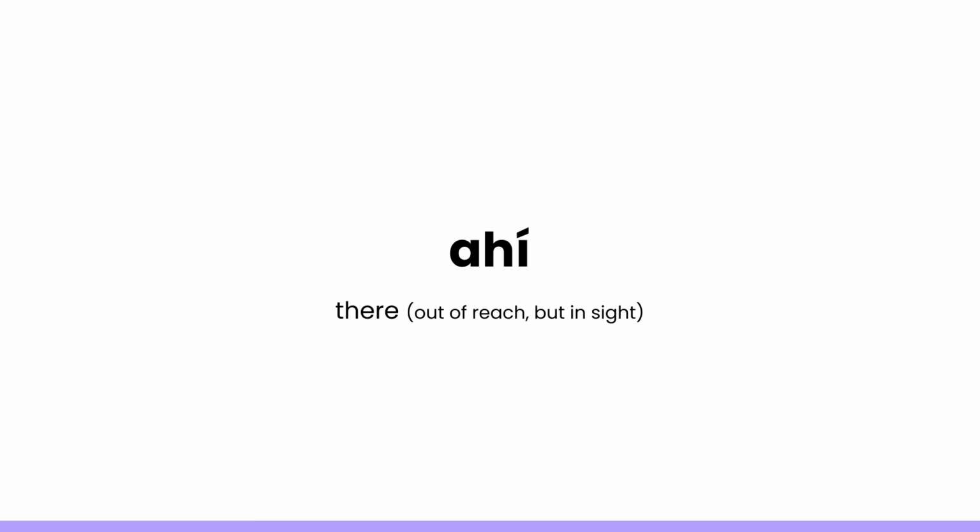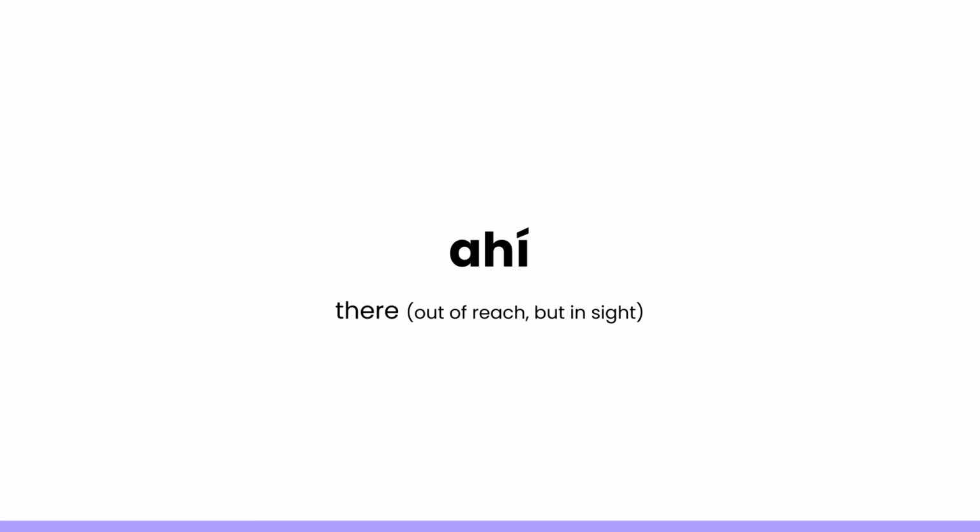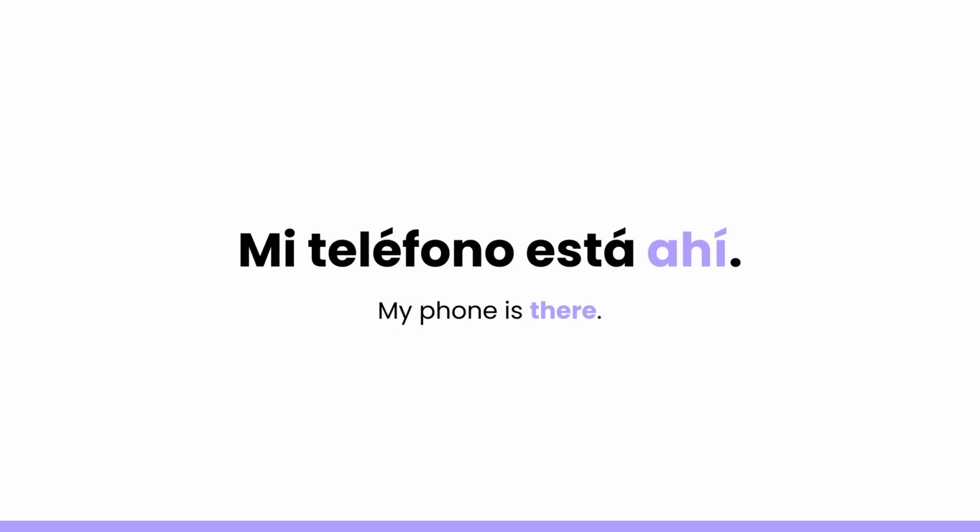So when you want to say there, when you can still see something, but it's just not next to you, you would use the word ahí. Ahí. So for example, my phone is there, so you can still see it, but you just cannot reach it. It's not next to you. Mi teléfono está ahí.